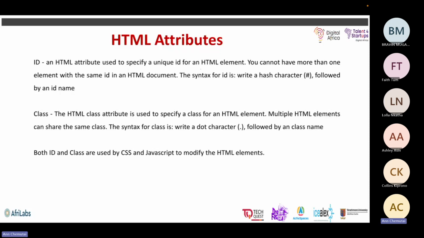But there's also a case where you want to reference multiple elements as one, right? Since you've just said you cannot have more than one element with the same ID, you can use a class attribute to achieve the same function. The class attribute is used to specify the class for an HTML element, and then multiple elements will share that same class. So the class is basically a name that can be given to different people.